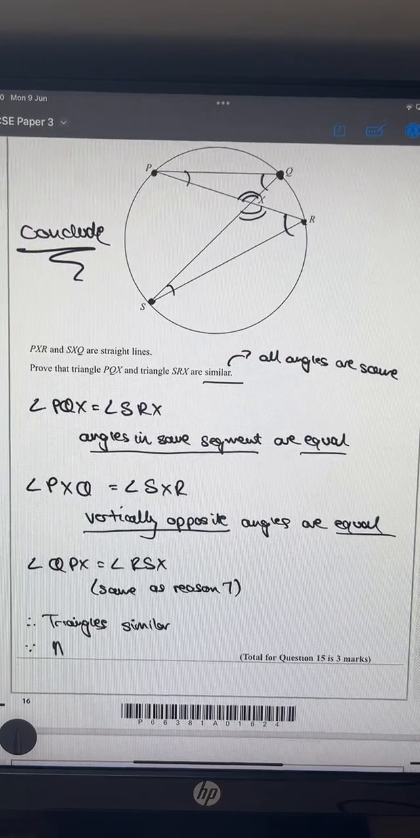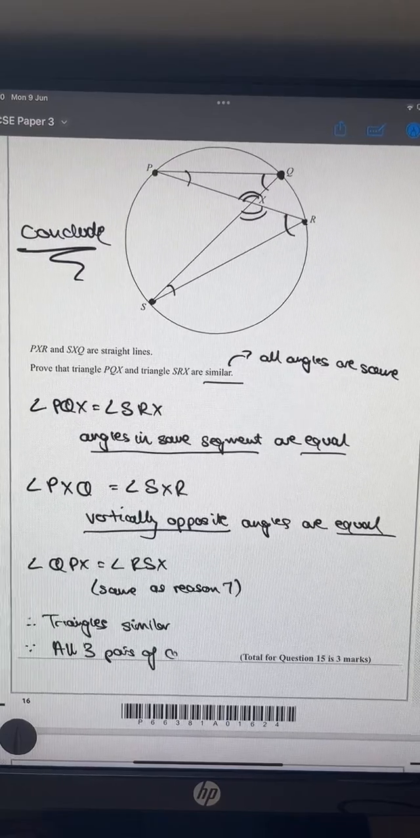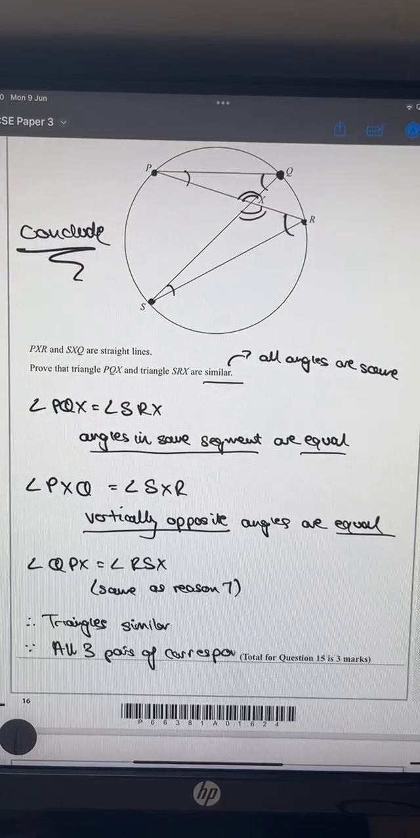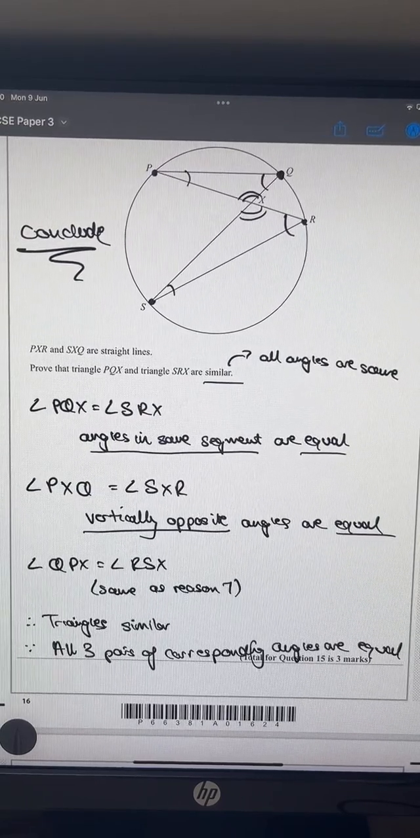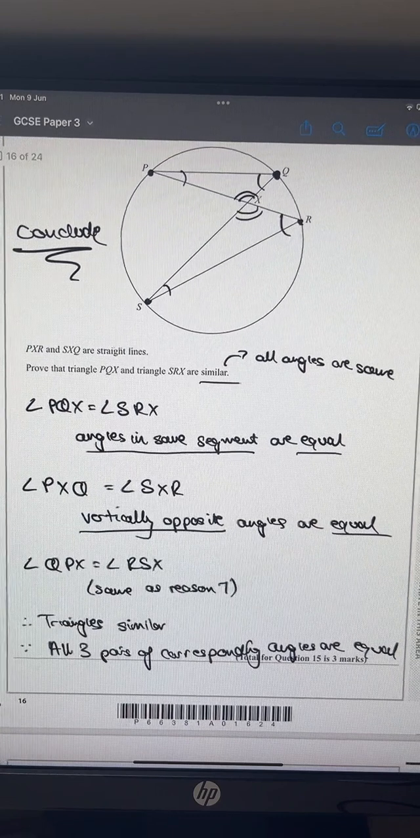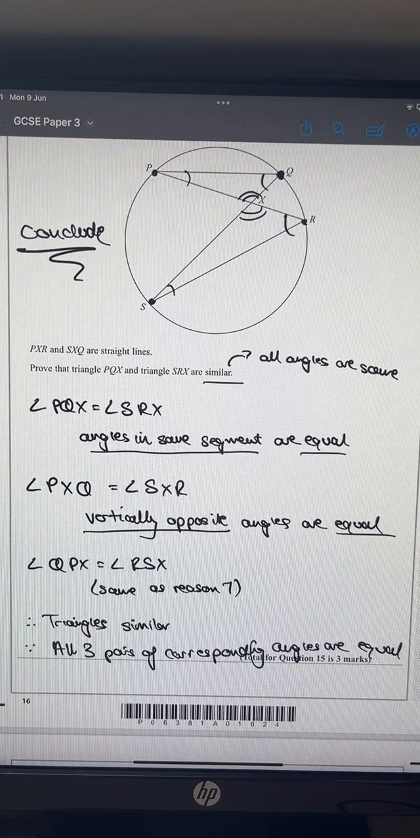So I say, therefore, because all 3 pairs of corresponding angles are equal. Yeah, the corresponding means the angles that match from one triangle to another if we were to scale it and put it there. So yeah, a chunky circles theorem question. It is also 3 marks, but it's a bit more working, you can see. But hopefully this helps make it a bit clearer how to approach these questions, yeah?